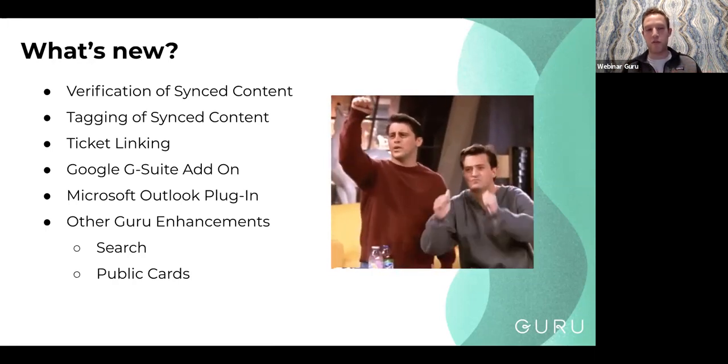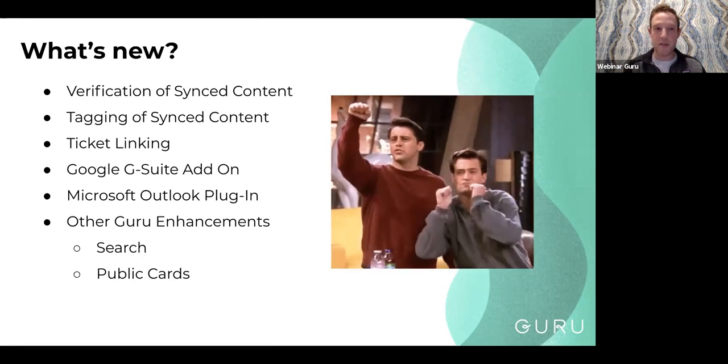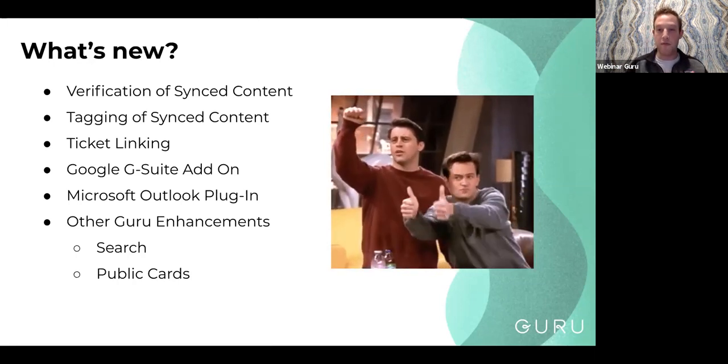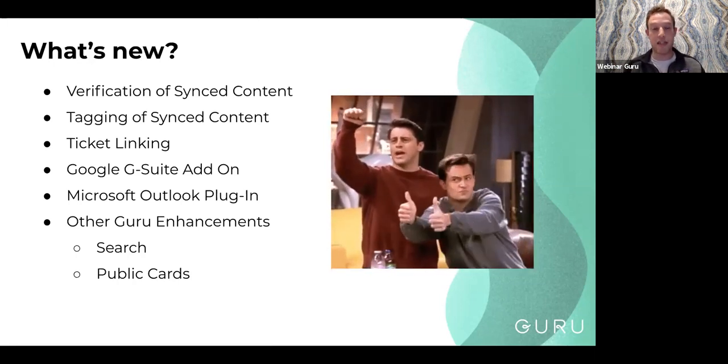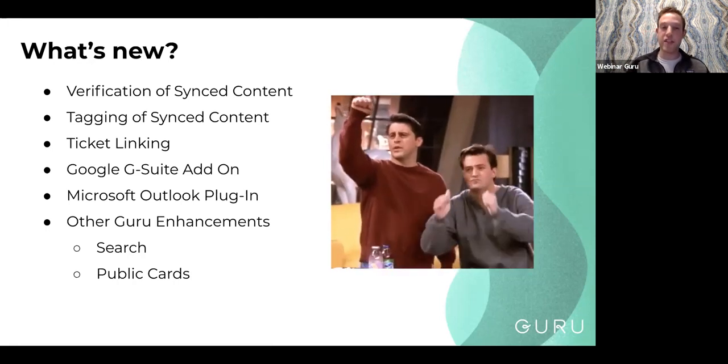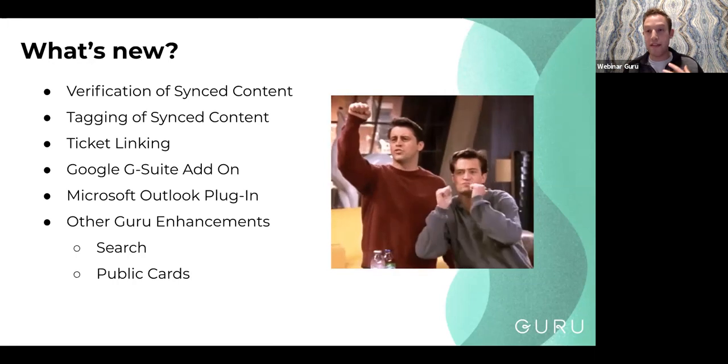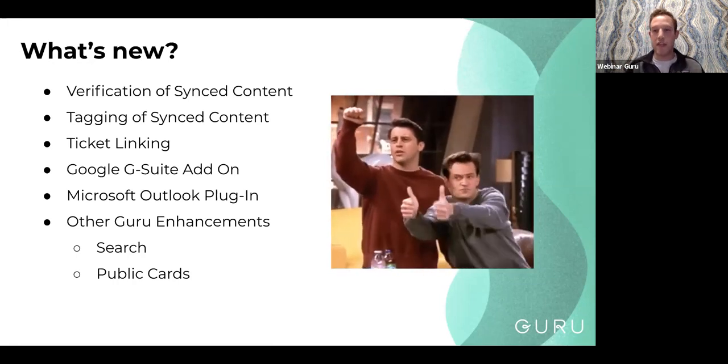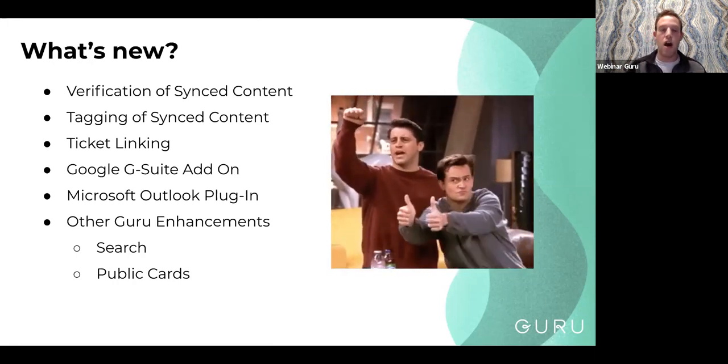I've grouped the first 2 together in the next couple of slides, but the features that we're going to focus on today are verification and tagging of synced content, ticket linking, and the G Suite add-on. There is information available for all of these features on our Help Center, and I'll talk a little bit about our resources for you later on.